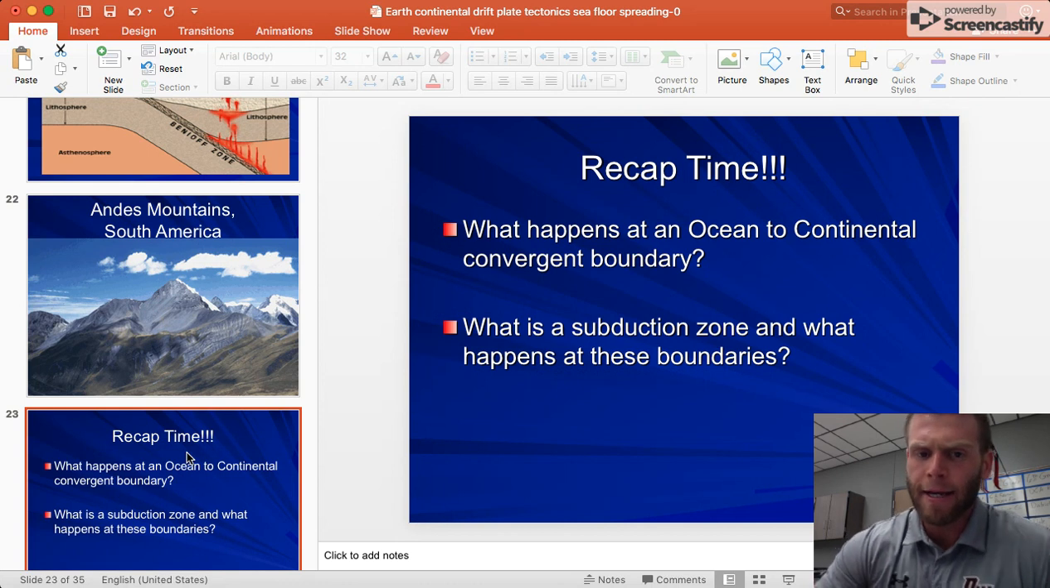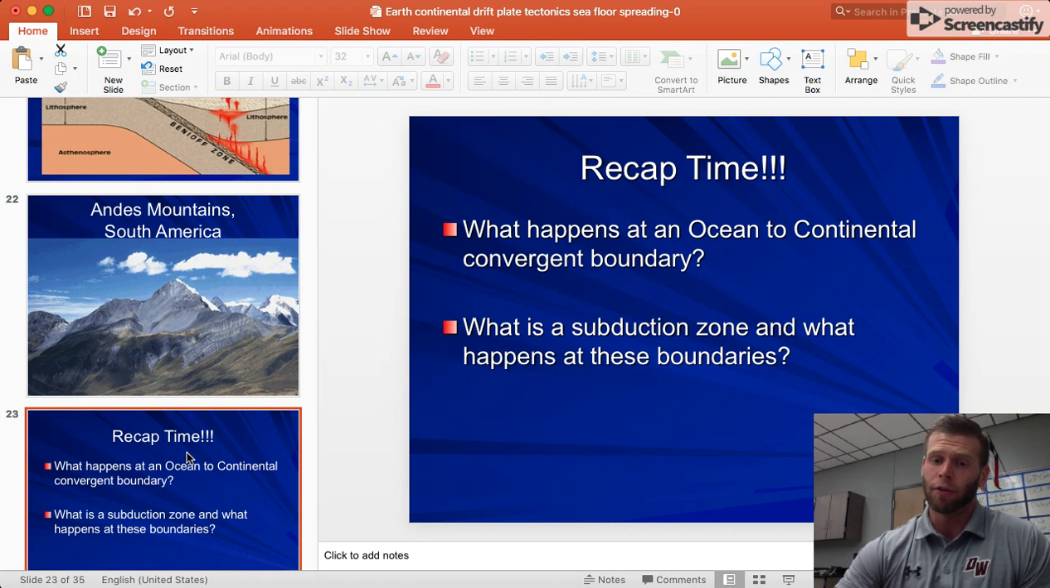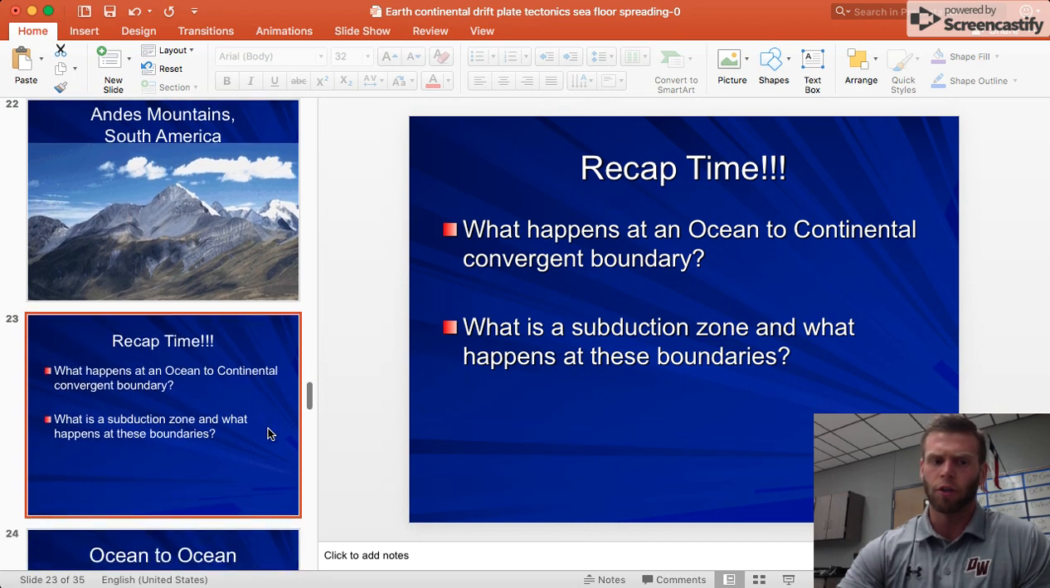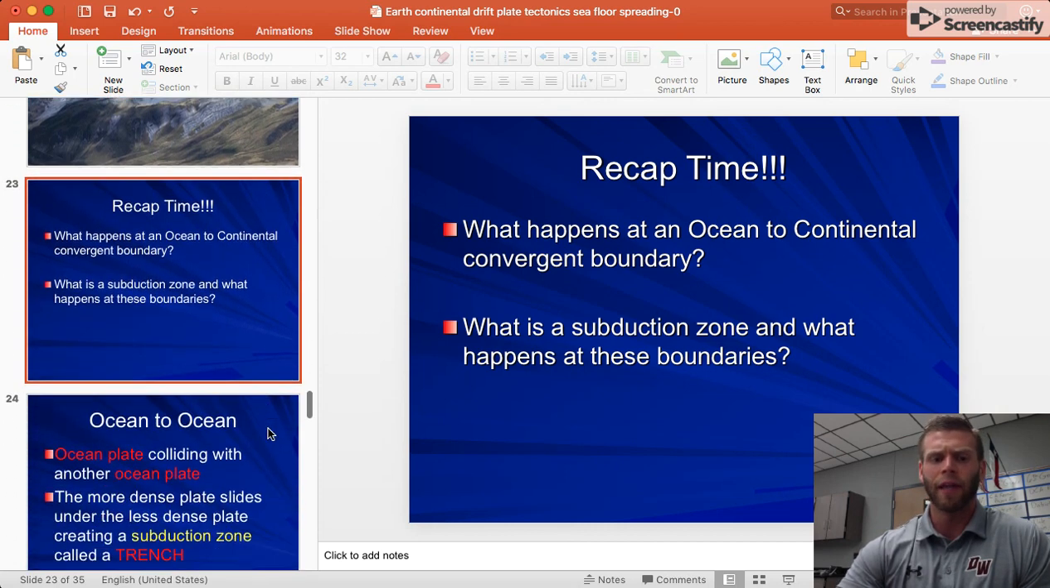Recap time. What happens at an ocean to continental convergent boundary? We just talked about that for like 2 minutes. And what is a subduction zone? And what happens at these boundaries? So what occurs? What kind of landform occurs?